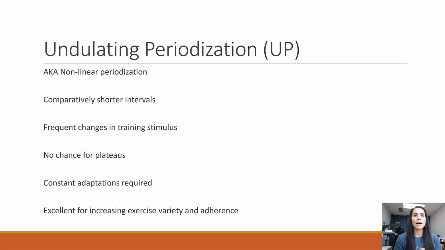Okay, comparatively, we have shorter intervals that are made up of this type of programming, so it's not as long of chunks as you tend to see in linear and reverse linear periodization. In undulated training, what you see is this frequent changing in stimulus and type. So you're constantly trying to change what your training type is so that your body doesn't get used to it. Because of this, you're limiting your chance for plateaus.